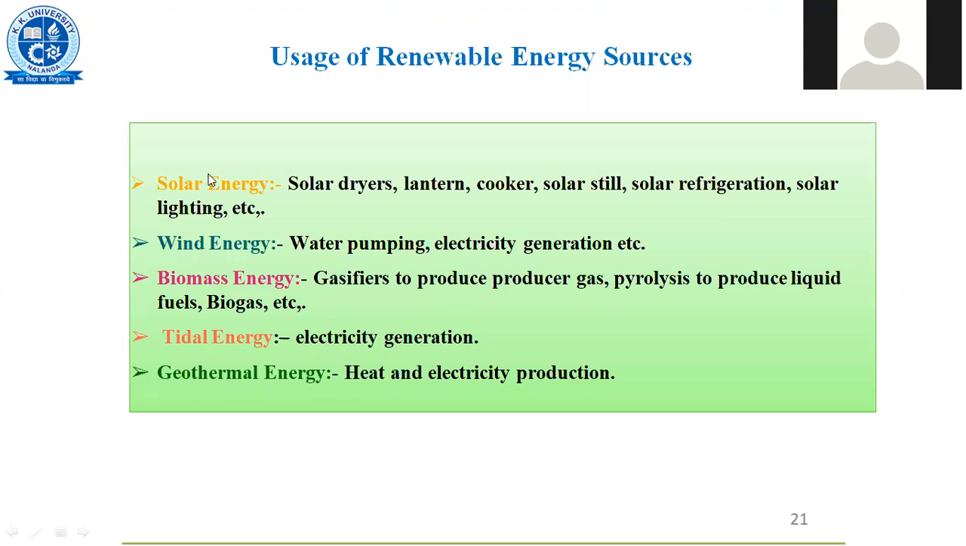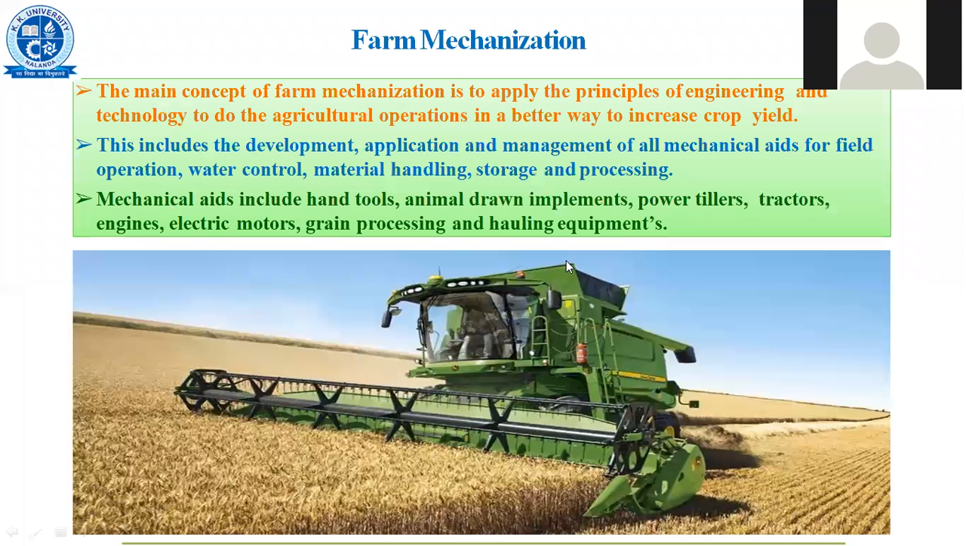But solar energy, wind energy, and biomass energy can be obtained anywhere and everywhere. So this is another important topic we'll be talking about: farm mechanization. How many of you agree it's time for us to go for mechanization? In what all areas can you think of?